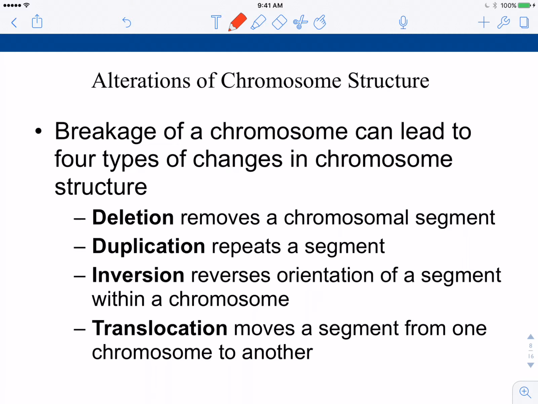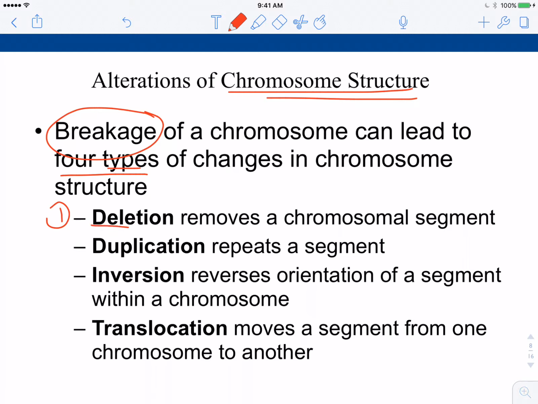So that's the way you can alter chromosome number. You can also alter the structure of a chromosome. Most of this has to do with breakage of chromosomes. At some point during replication, mitosis, meiosis, whatever, chromosomes can break, unfortunately. There are 4 types of changes that result from breaking of chromosomes.